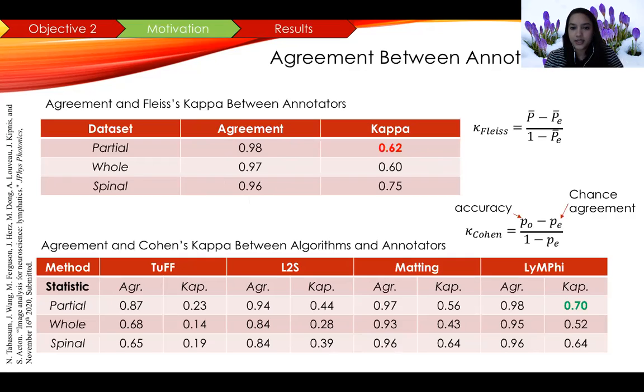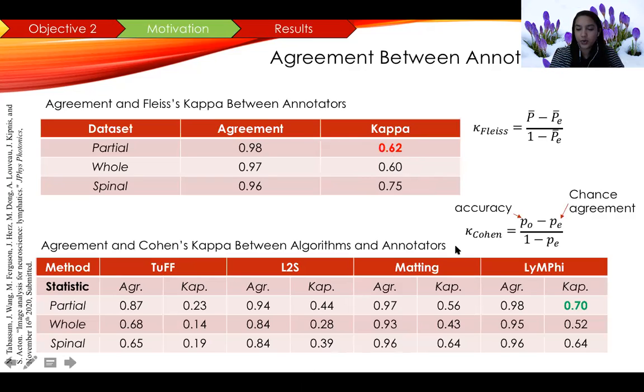In red, we see that the Fleiss' kappa between 3 annotators for the partial mount dataset is only 0.62. And all of the values here are only consistent with about moderate agreement. A kappa of at least 0.75 is generally required to consider good agreement, which can be seen in the spinal dataset. However, kappas above 0.9 are generally preferred, which we cannot show in any of these datasets.